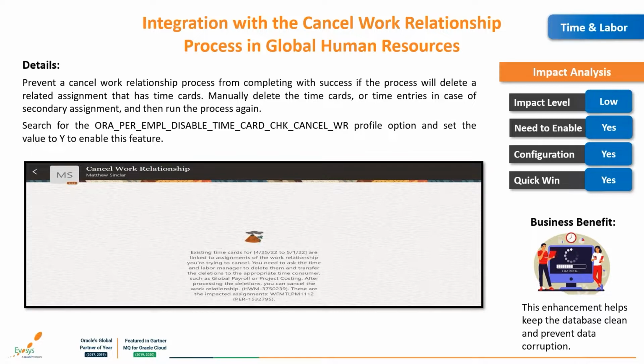From a time and labor standpoint, this allows greater flexibility and data integrity as well. Let's see how. Now when we cancel the work relationship, it does not prompt that there are time cards existing. So when the work relationship gets cancelled, often the time cards associated with the assignment become orphans. When the time cards are transferred to payroll, this causes huge errors, and these cannot be corrected, often resulting in raising SRs with Oracle and deleting them in different ways.